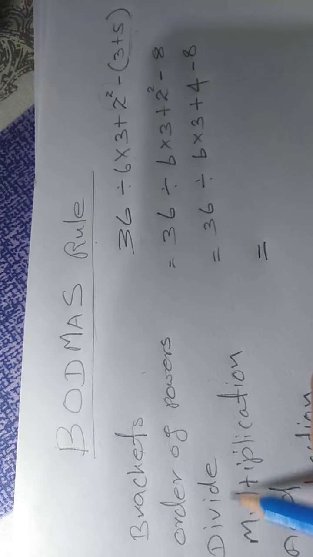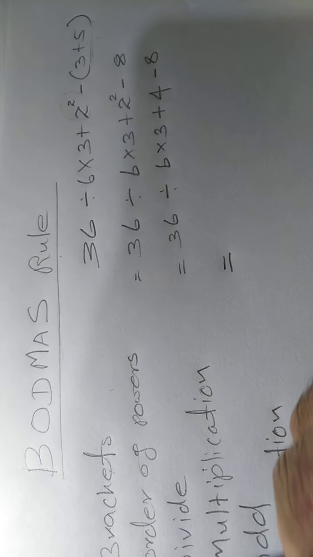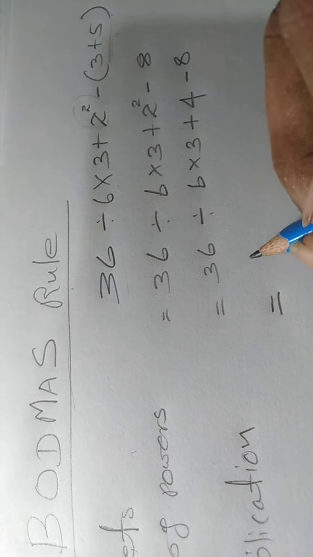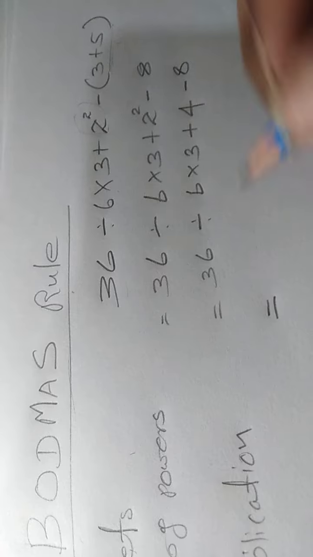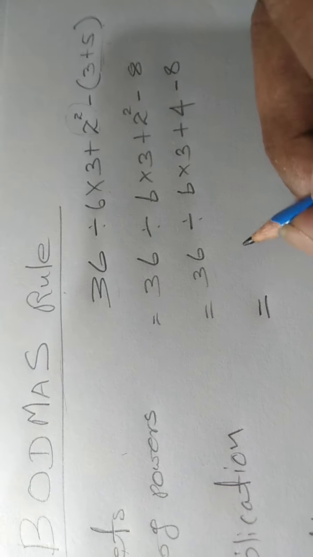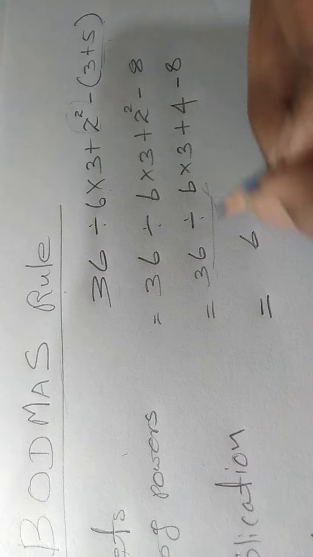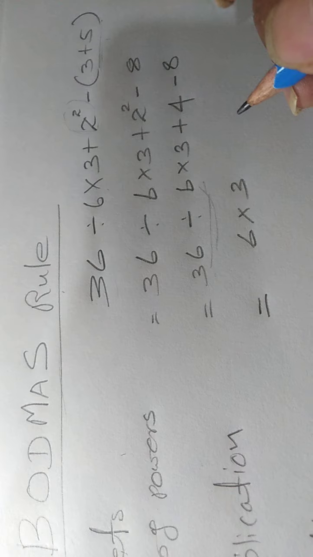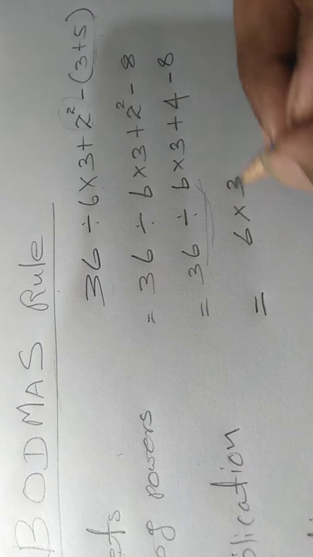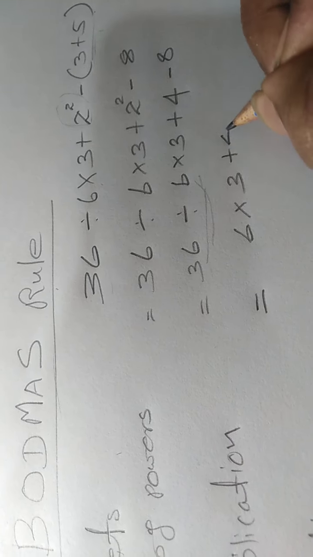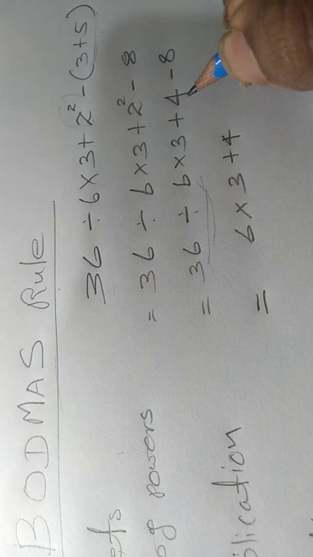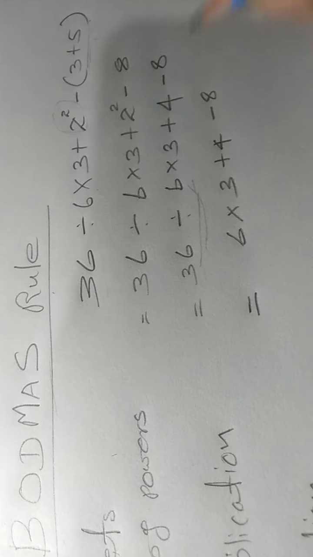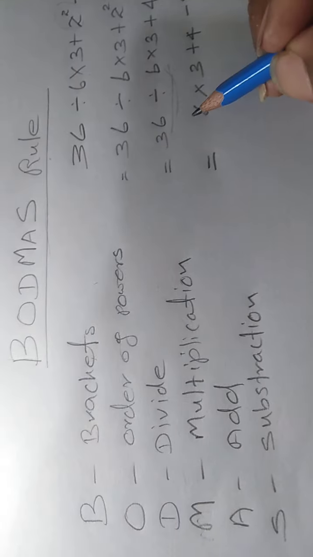In the next step, we have to divide. Here we have this divide part. 36 divided by 6 is 6. Then 6 multiplied by 3, plus 4, minus 8.